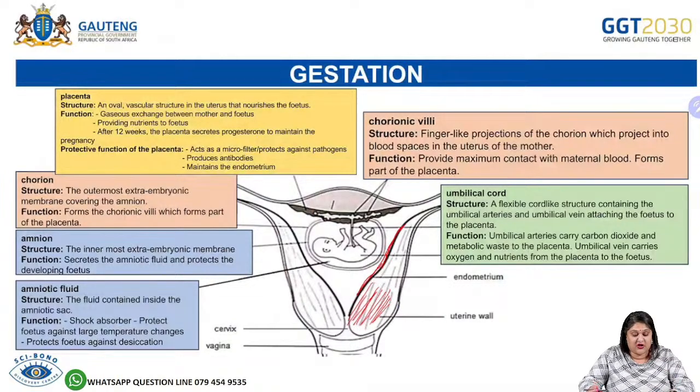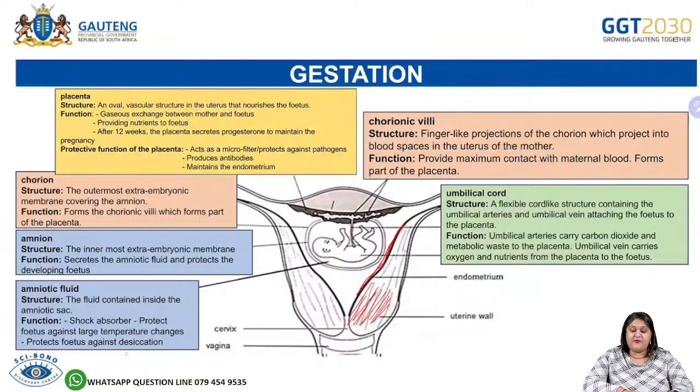Okay, let's actually start with the amnion, because we did speak about them, but we didn't talk about them in a lot of detail as we need to do in this slide. So the amnion, it's the inner layer. We spoke about that. It secretes amniotic fluid and protects the developing fetus. Now, what is the function of this amniotic fluid? It's a shock absorber. It protects the fetus against large temperature changes, and it protects the fetus against desiccation.